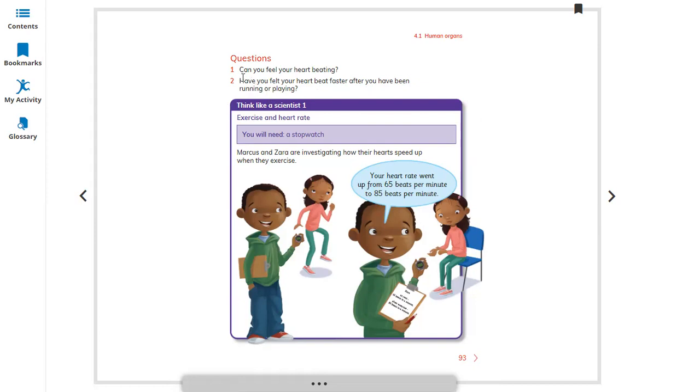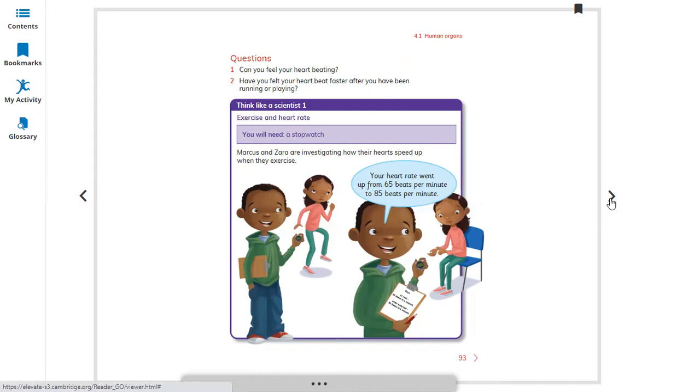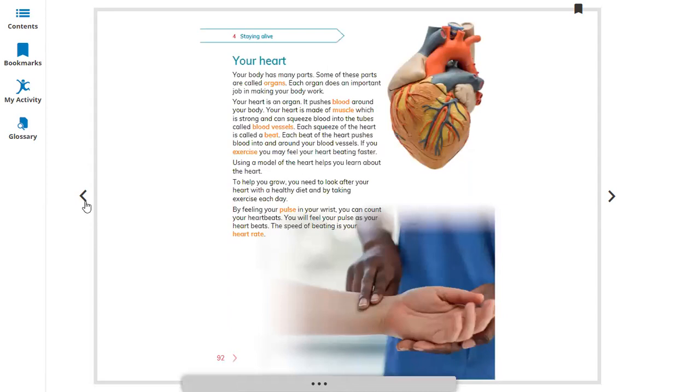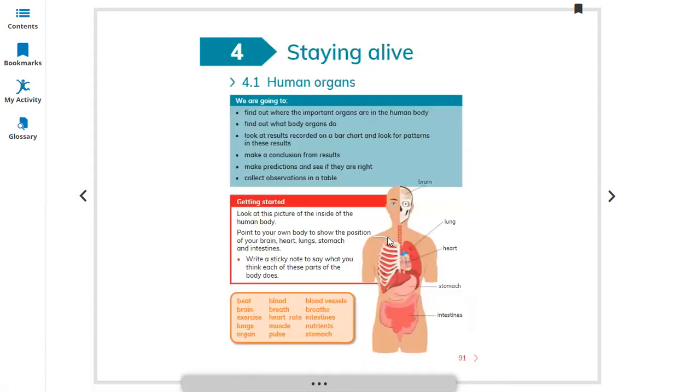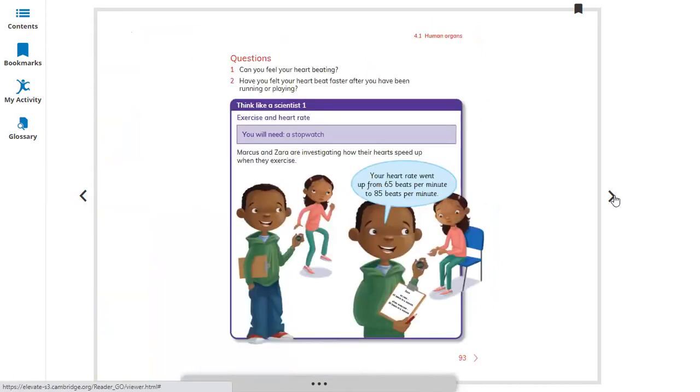Yes, obviously. First of all, can you feel your heartbeat? Yes, you can feel it. If you put your fingers like this on your wrist, then you can feel it. Or if you put your right hand on the left side of your body, like this place, you can feel it a little bit, your heartbeat.